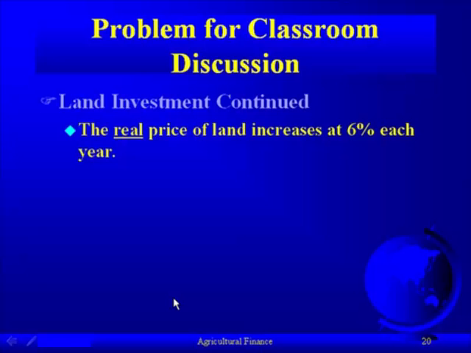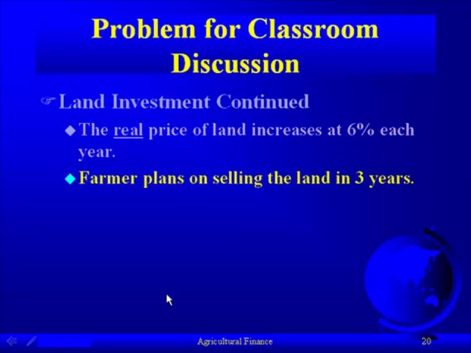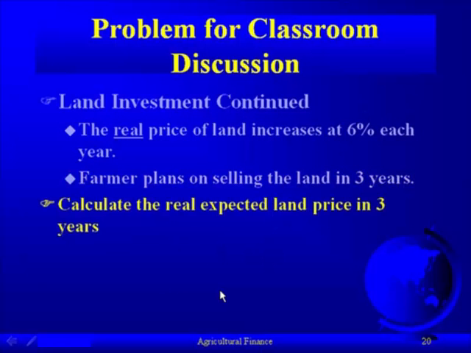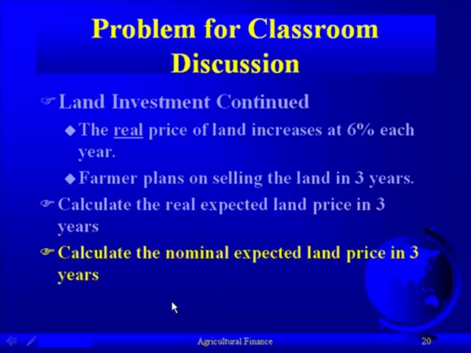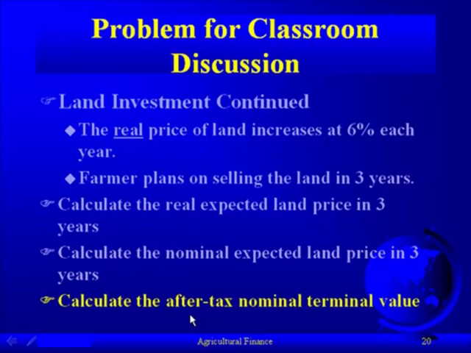We've assumed that the real price of land increases at 6% each year. The farmer plans on selling the land in 3 years, so we first need to calculate the real expected land price in 3 years. And then, once we know the real price, we can calculate the nominal expected land price. And once we know that, we can calculate the after-tax nominal terminal value.